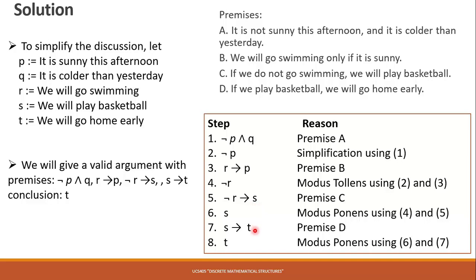Last premise is S implies T. Now applying modus ponens on the 6th and 7th statements, S and S implies T, we will say that T is also true. So using these premises and these laws, we have proved that T, our conclusion, is true. So this is a valid argument. This is how you can use rules of inference for building valid arguments. Hope it is clear to you. In the next video, we will discuss predicate logic.